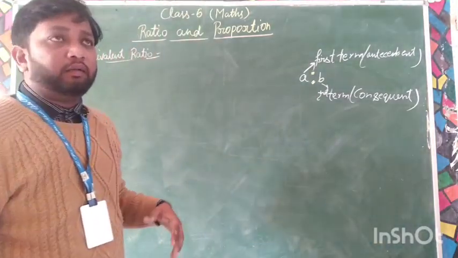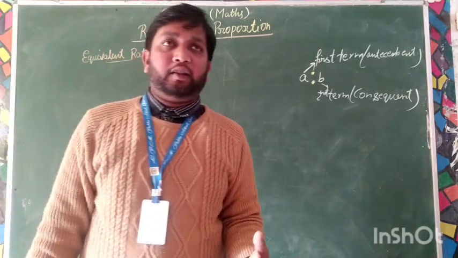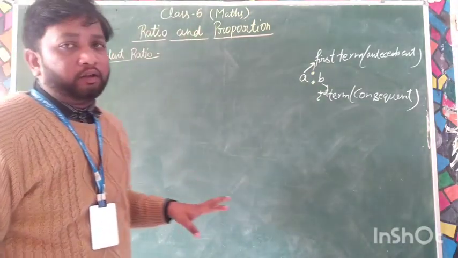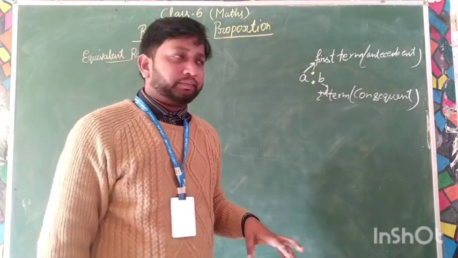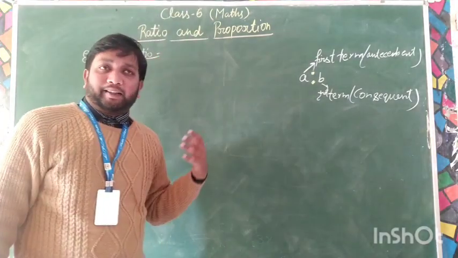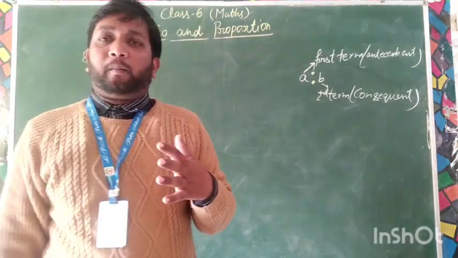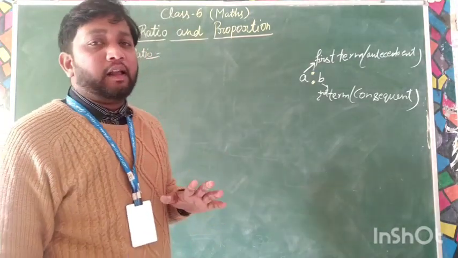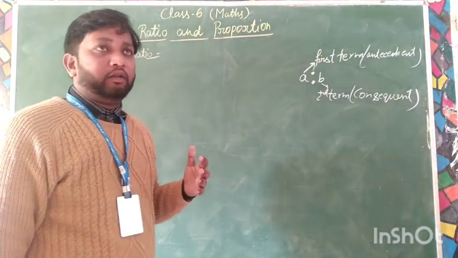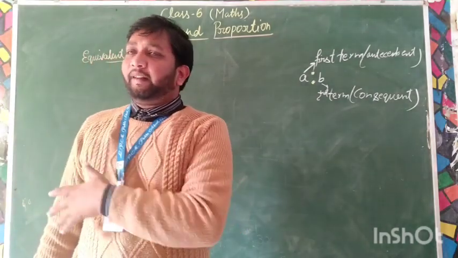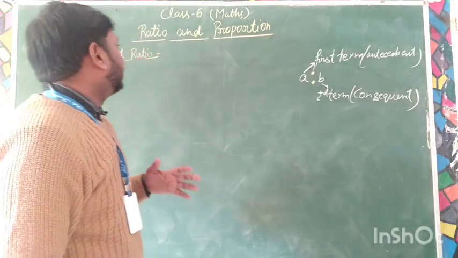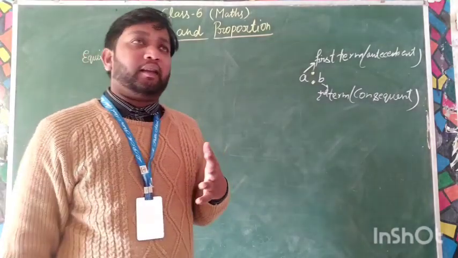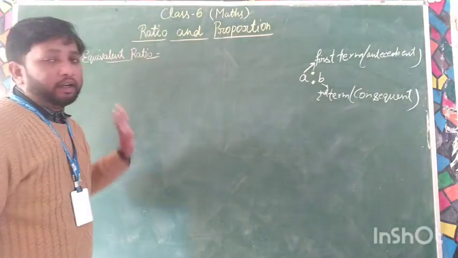Now moving further, we have learned what is the simplest ratio. Now we move further and find what is an equivalent ratio. An equivalent ratio is nothing but expressing any ratio in another form where the value of that ratio is the same. The value does not change, but the first term and second term change. This is called equivalent ratio.